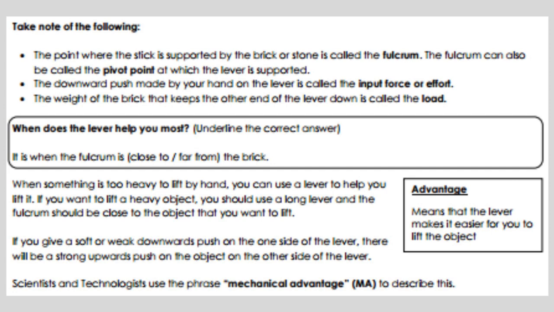If you give a soft or weak downwards push on one side of the lever, there will be a strong upwards push on the object on the other side of the lever. Scientists and technologists use the phrase mechanical advantage, MA, to describe this. Advantage means that the lever makes it easier for you to lift the object.